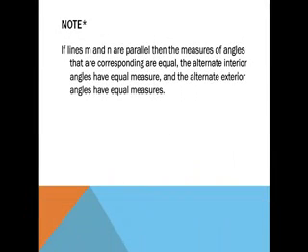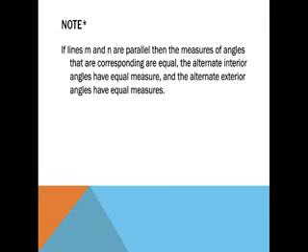Alright, next up, here's a note for the next problem. If lines M and N are parallel to each other, then the measures of the angles that are corresponding are equal, alternate interior angles have equal measure, and alternate exterior angles have equal measures. Therefore, if lines M and N are parallel, then corresponding angles have equal measurement, the alternate interior angles have equal measurement, and the alternate exterior angles have equal measurement.